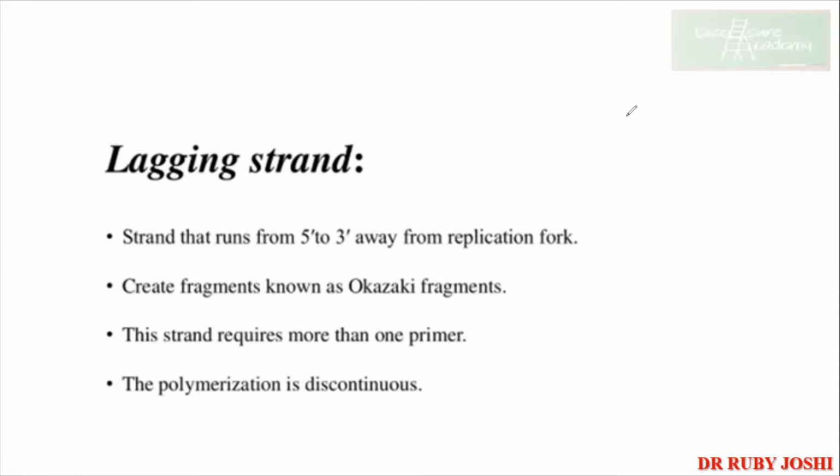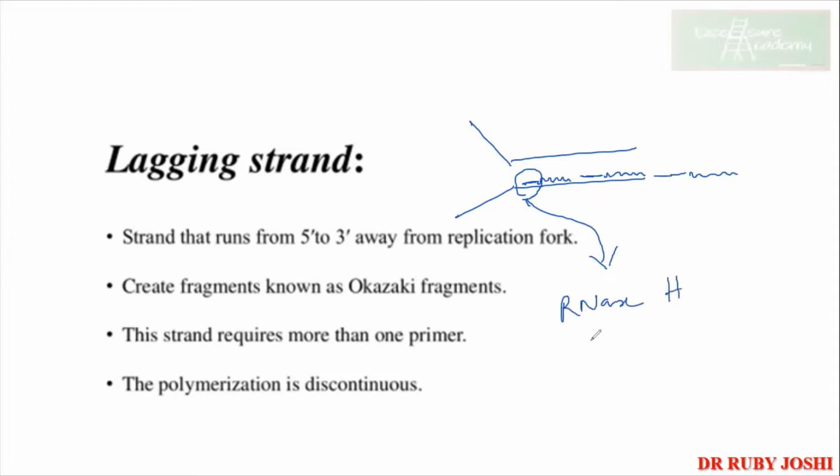Now, why is it called a discontinuous process? Because we know every small stretch of RNA primer is being synthesized. The more primers you have, the more small stretches of DNA will be synthesized. Okay. Now, once this RNA is being removed, it is removed with the help of which enzyme? What is the name of the enzyme? Which enzyme removes the RNA primer? Ma'am, RNase H. Yes, very good. It is RNase H. Okay.